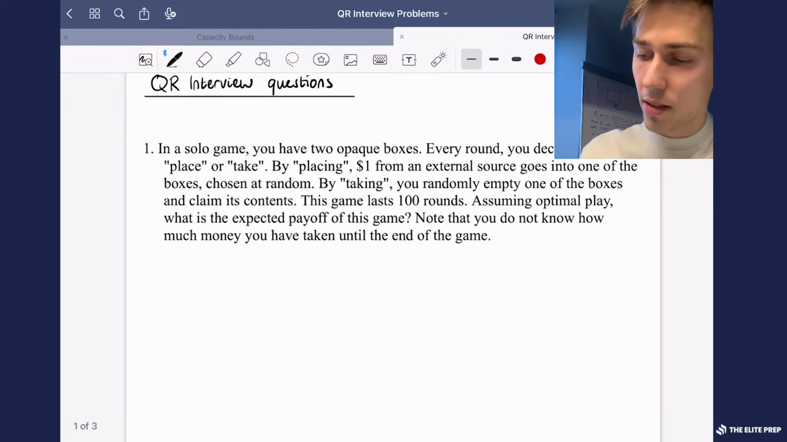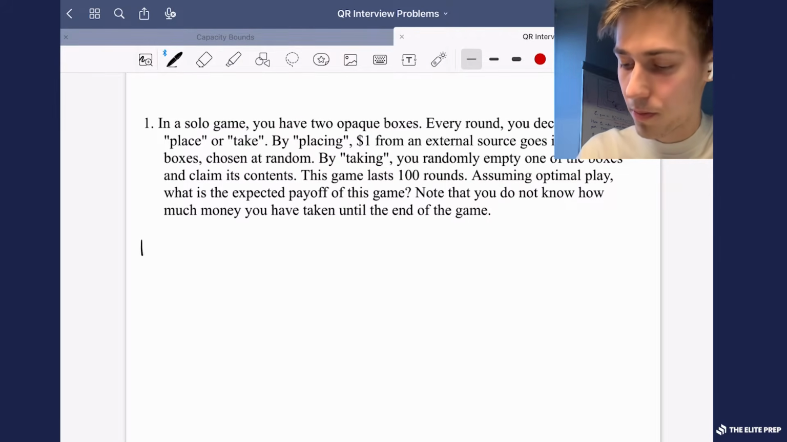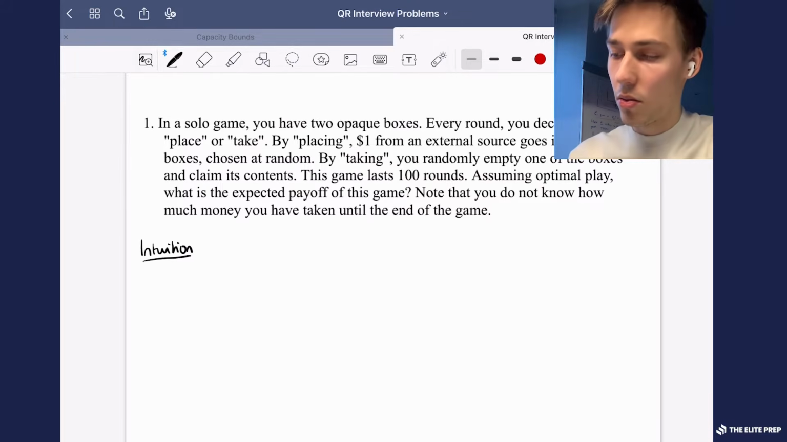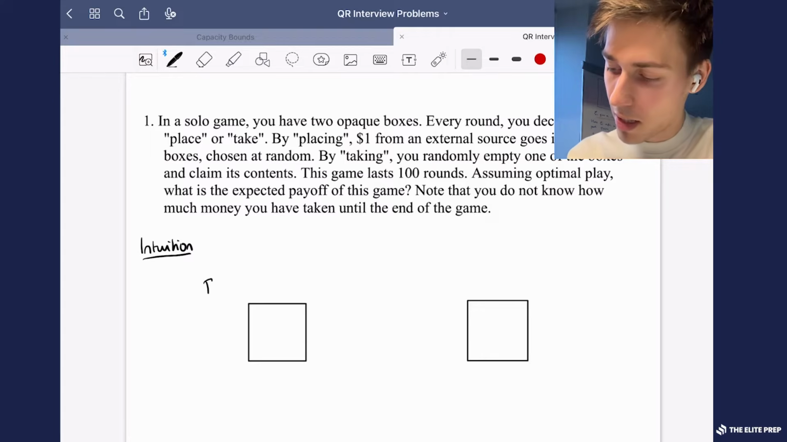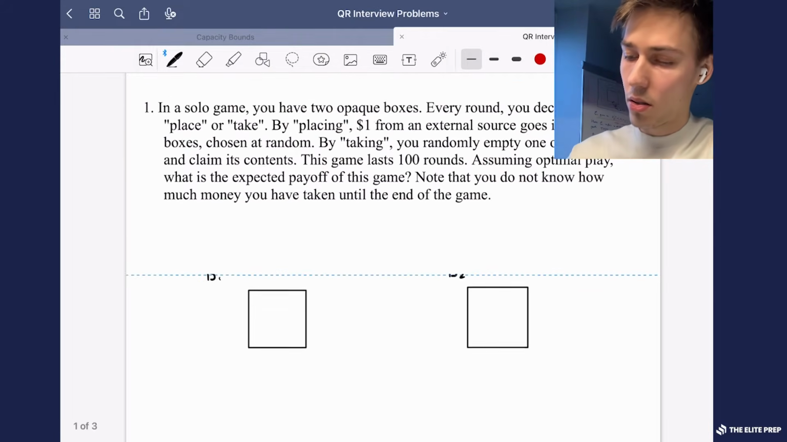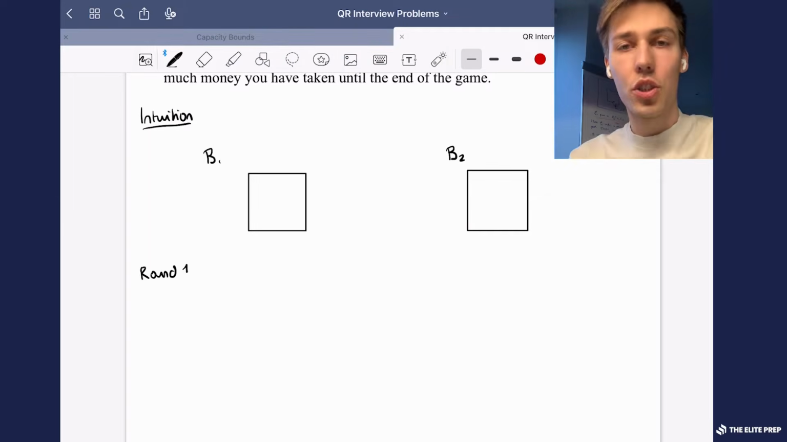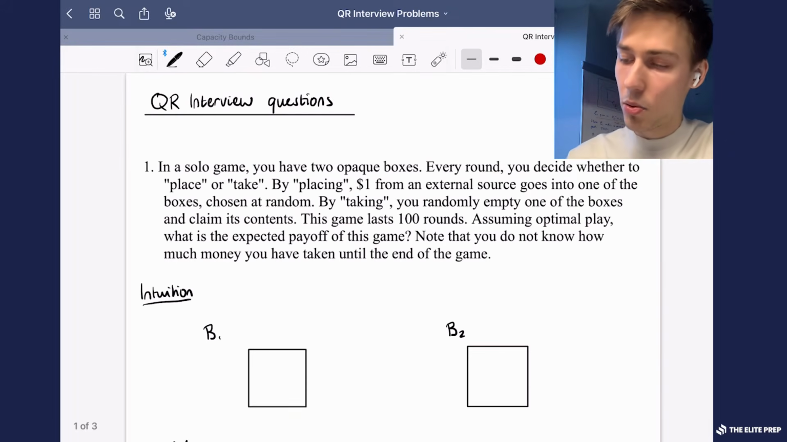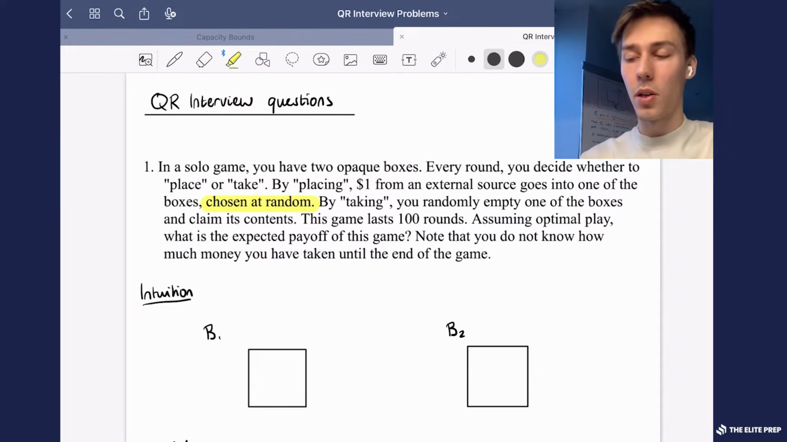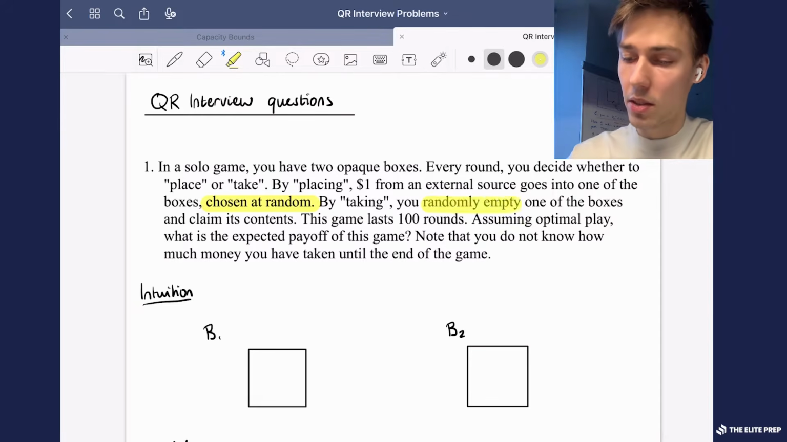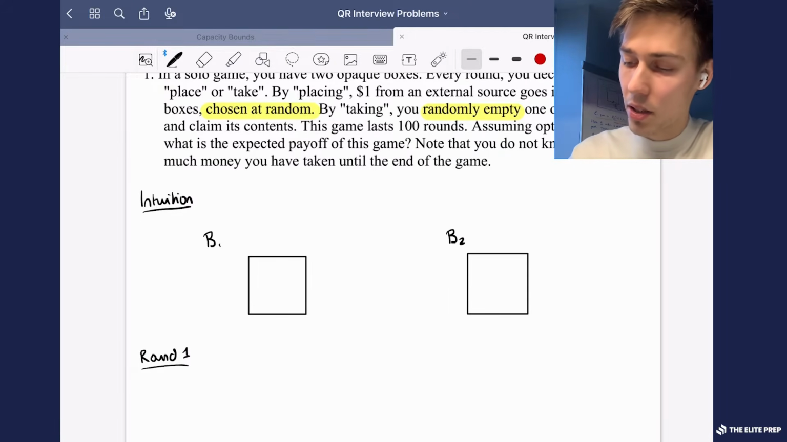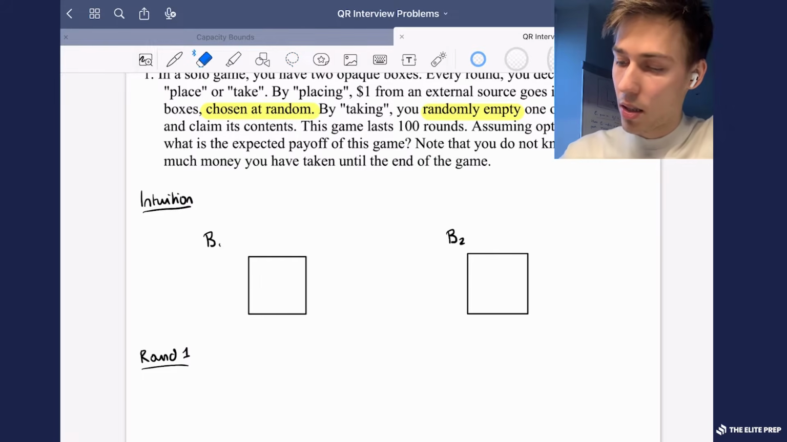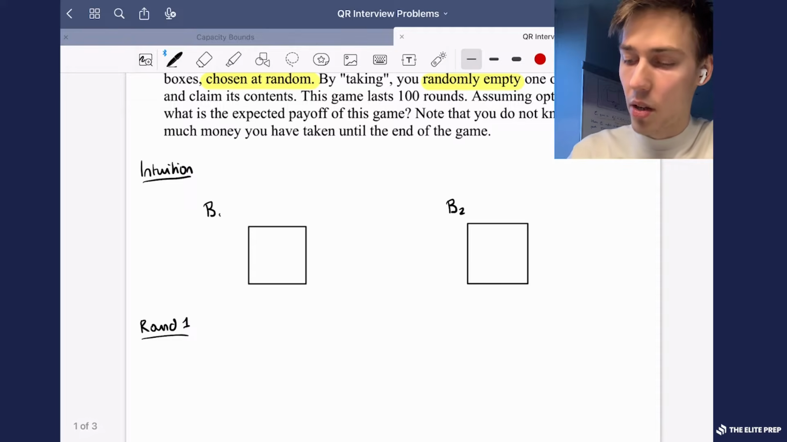Okay, so let's just start off with describing the problem and looking at the intuition of the problem. So we have two boxes. Let's just call them B1 and B2. In round one, we can choose if we place or take. And it's important that we randomly place into one of the boxes. And similarly, when we take, we randomly empty one of the boxes. So let's go through the following example. If in round one, we decide to place, then $1 will go into either B1 or B2. Let's just say that $1 goes into B1 for now.